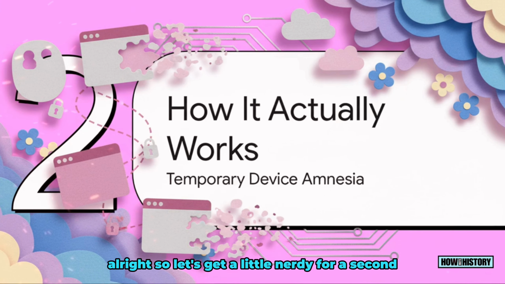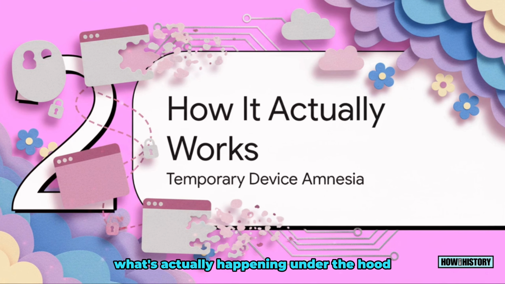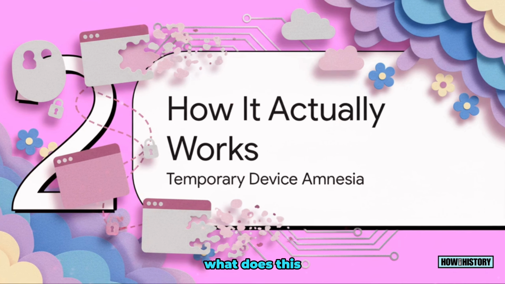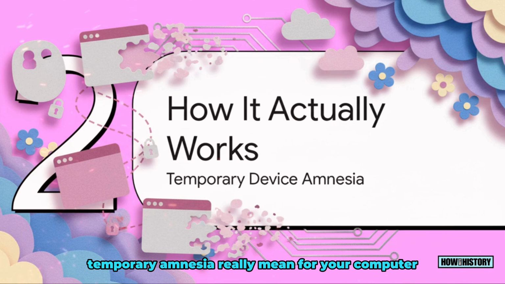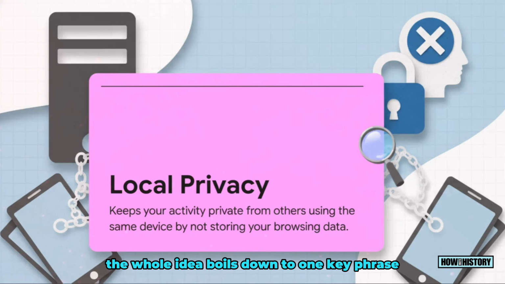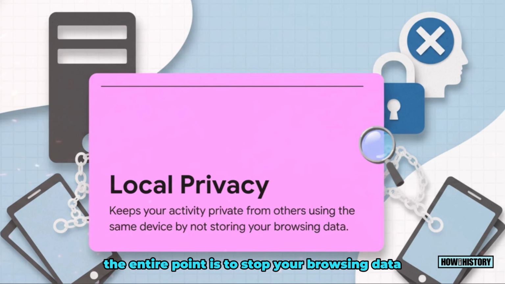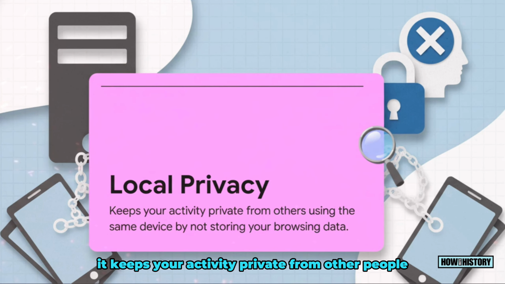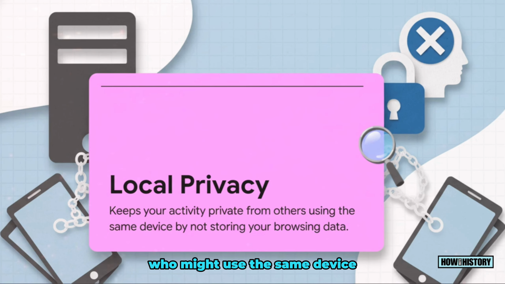All right, so let's get a little nerdy for a second. What's actually happening under the hood when you fire up one of these private windows? What does this temporary amnesia really mean for your computer? The whole idea boils down to one key phrase: local privacy. And really focus on that word local. The entire point is to stop your browsing data from being saved on the physical device you are holding. That's it. It keeps your activity private from other people who might use the same device.